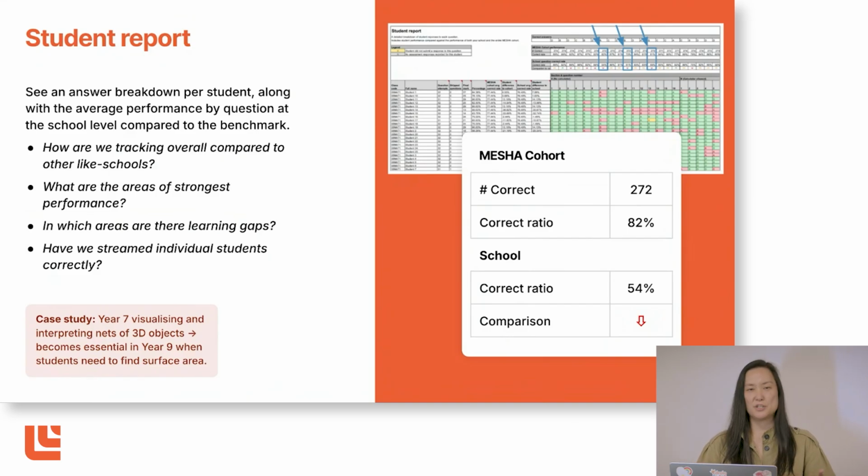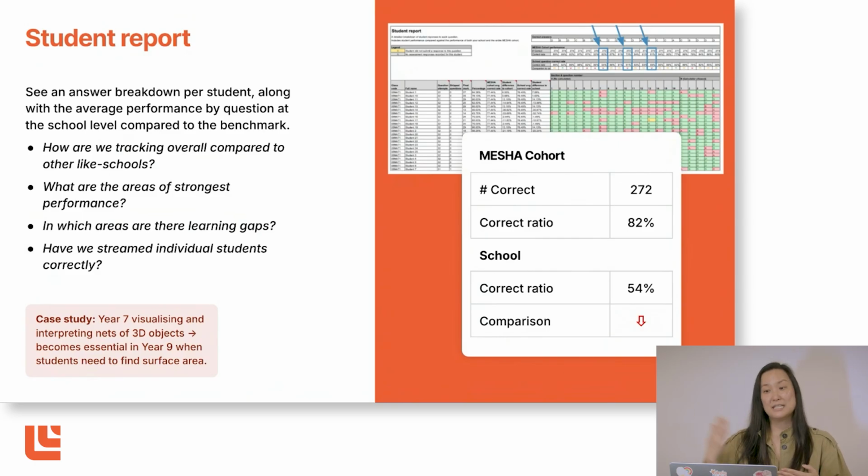This is pretty much your normal Goodman chart. You can see how they performed across all of the questions. At the top, you'll be able to see how your school performed compared to the MESHA cohort. So you'll be able to see how is your school tracking overall to other like schools. What are some of the areas of your strongest performance? And what are some of the areas of learning gaps?